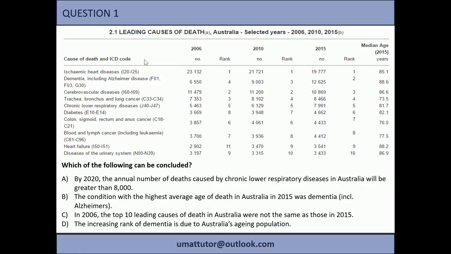The way to work out if they were or weren't the case in 2006 is to look at the rank column here for 06. We can see they're mostly in the top 10, but there is one number here, which is 11. So heart failure was ranked 11th in 06. And therefore, some other condition which we can't see would have been ranked 10th in 2006. So in other words, in 2006, some other condition apart from heart failure would have been in the top 10 instead of heart failure. And therefore, option C is true.